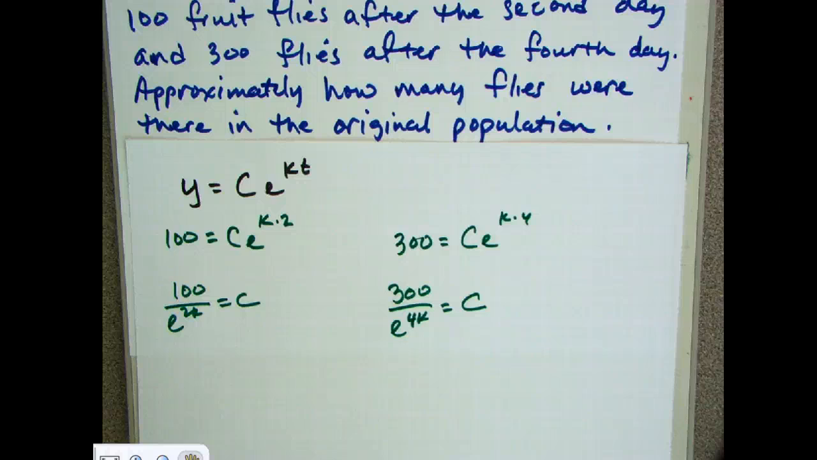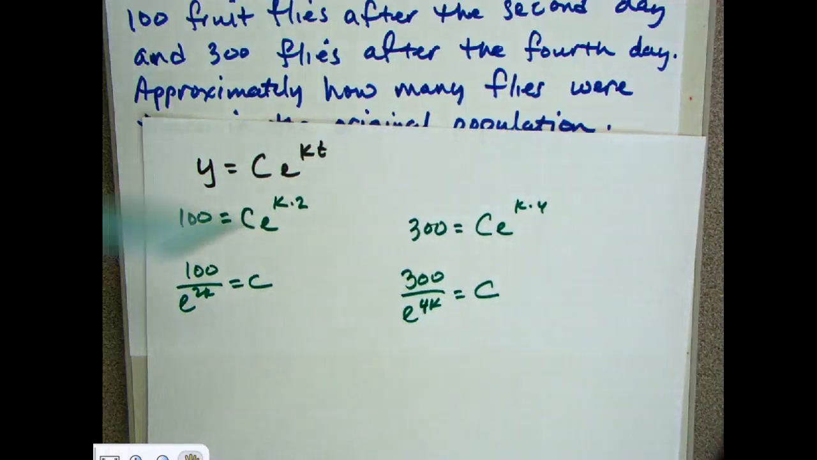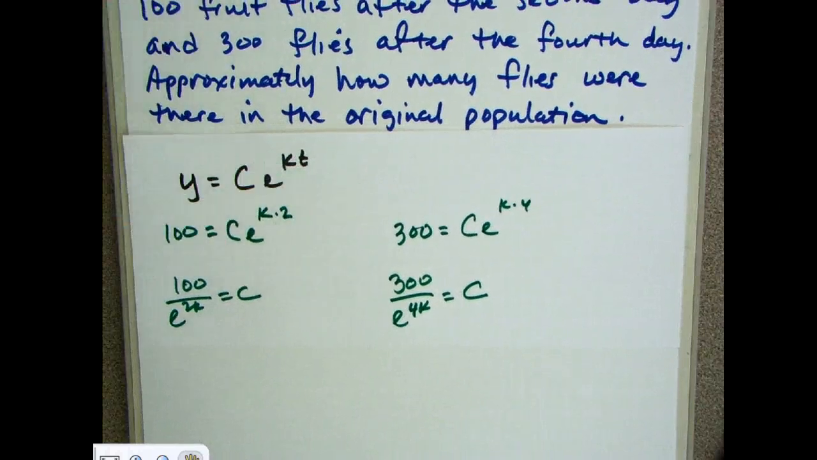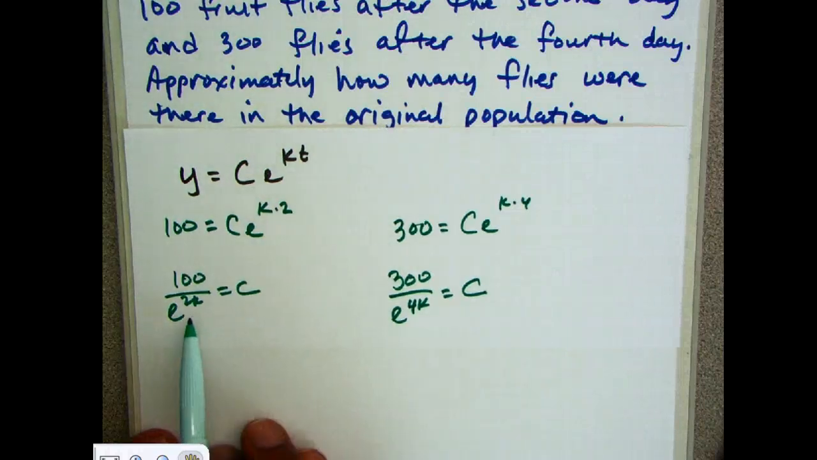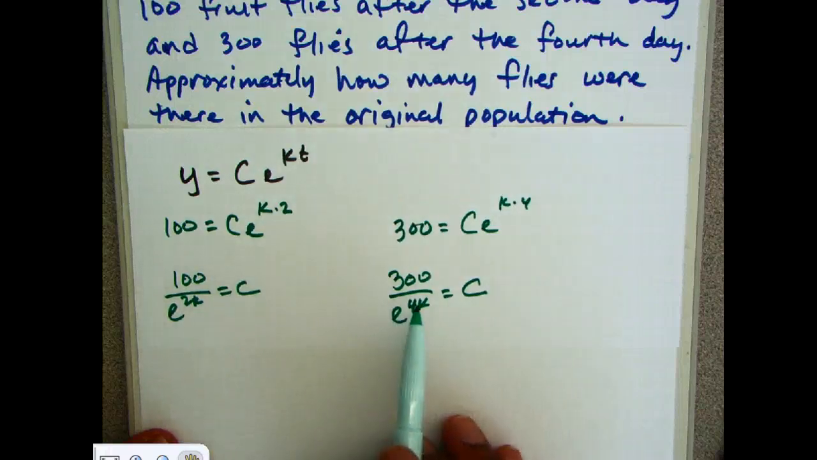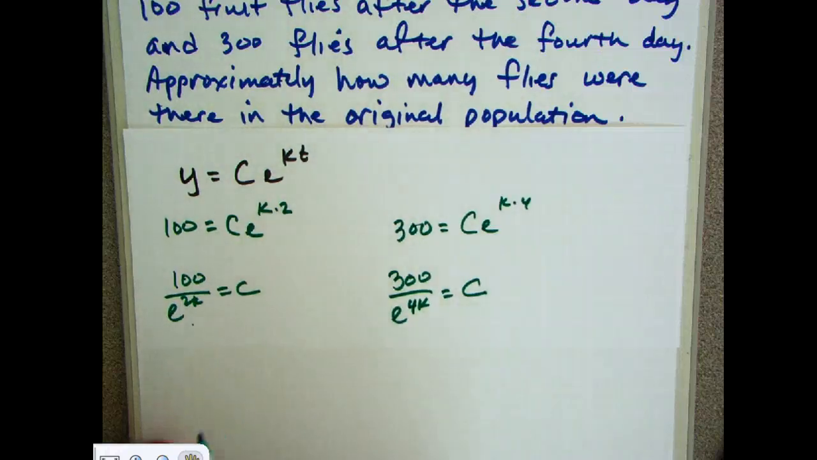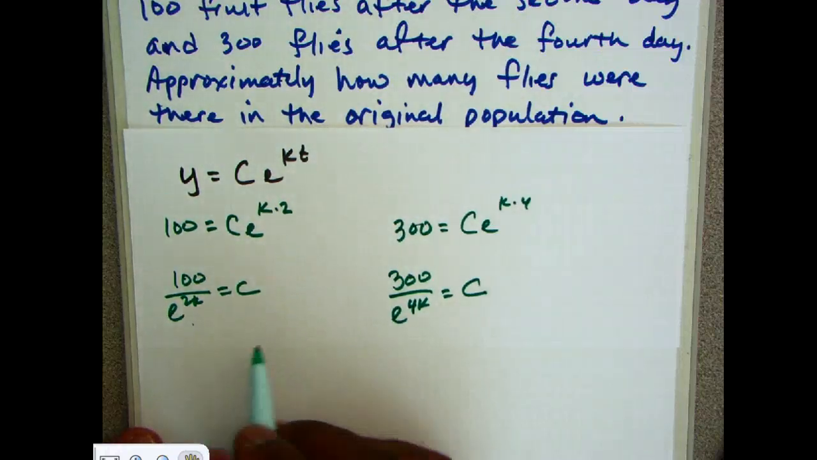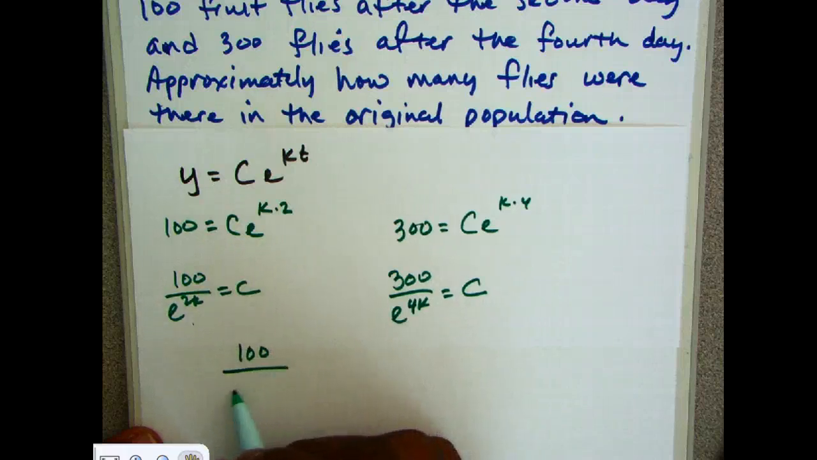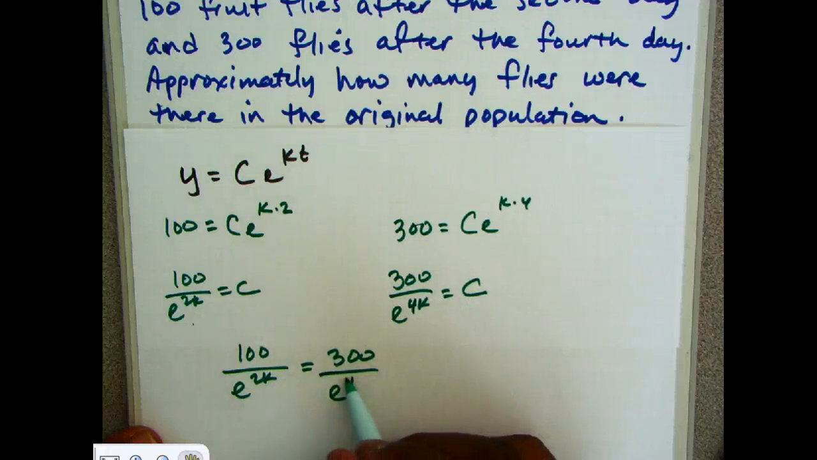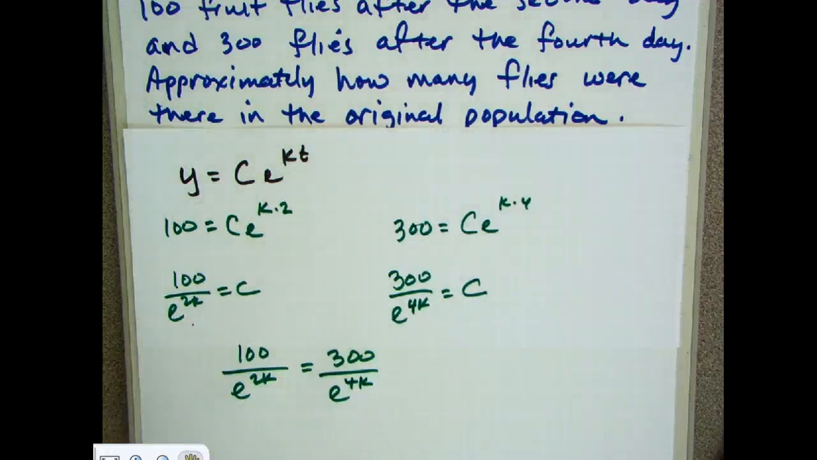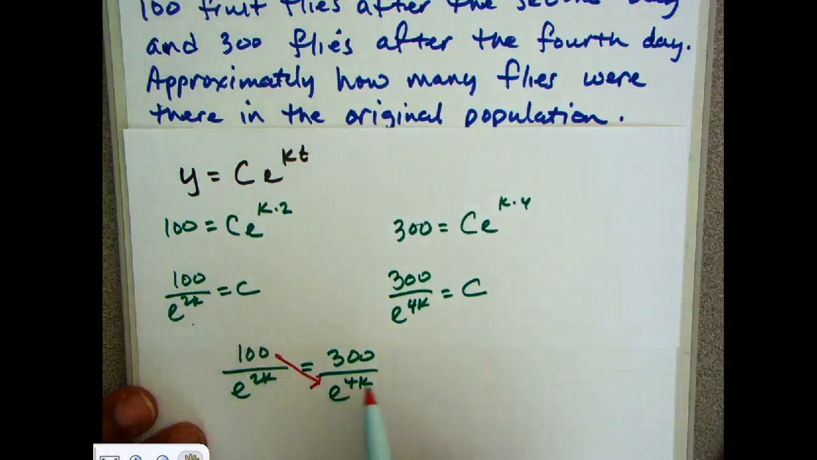So now we're going to deal with that wonderful property we learned back in geometry, the transitive property, to cut out the middleman. If this term is equal to c and this term is equal to c, well, if they're both equal to c, then they have to be equal to each other. So we can set them equal to each other. So 100 divided by e to the 2k is equal to 300 divided by e to the 4k. So now we have this set up as a proportion. So let's go ahead and cross multiply.